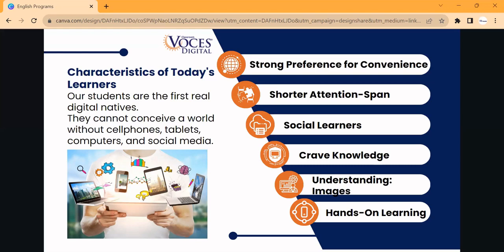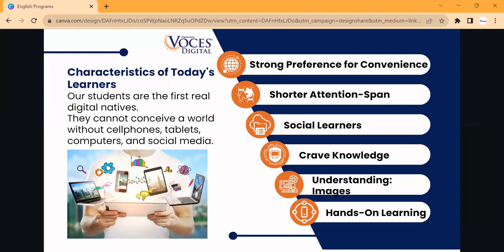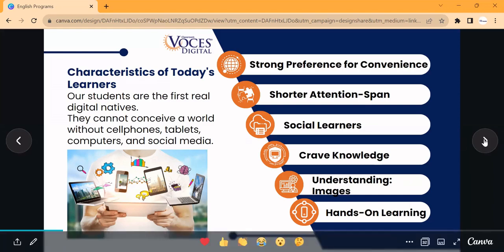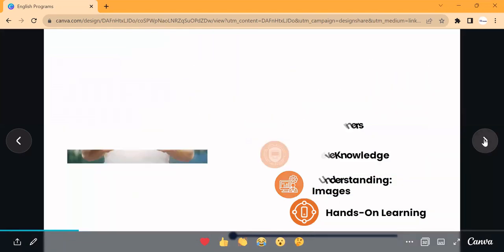These are social learners that prefer to interact with other peers or other people to learn. They crave learning. They want to know. They have so many questions, and they can get the answers really quickly. They also understand learning and can learn easily with images. And there is a preference for hands-on learning. So we're going to address these characteristics with our materials.